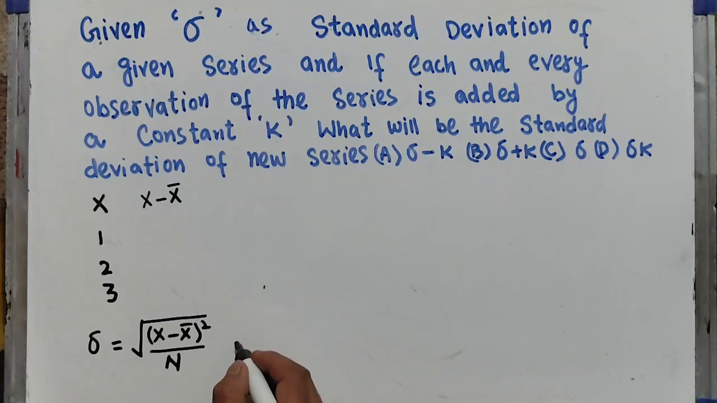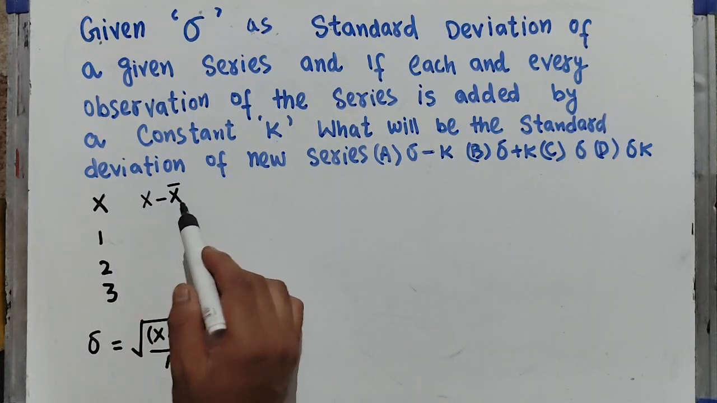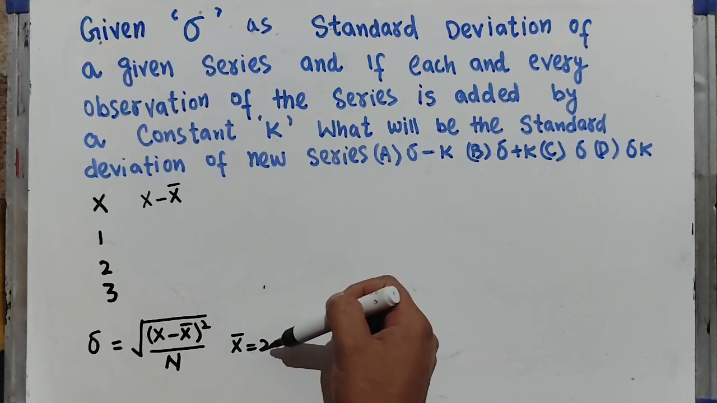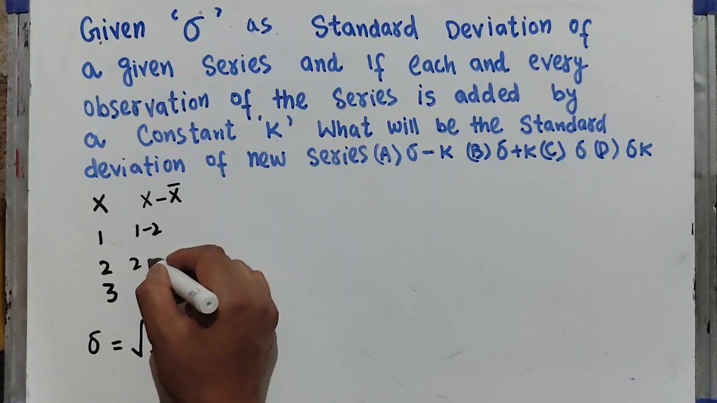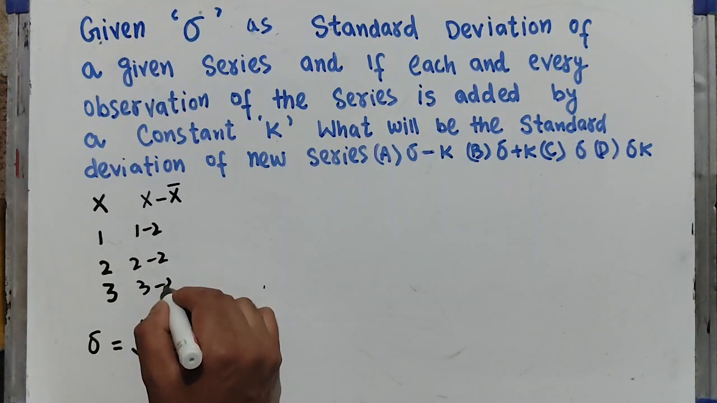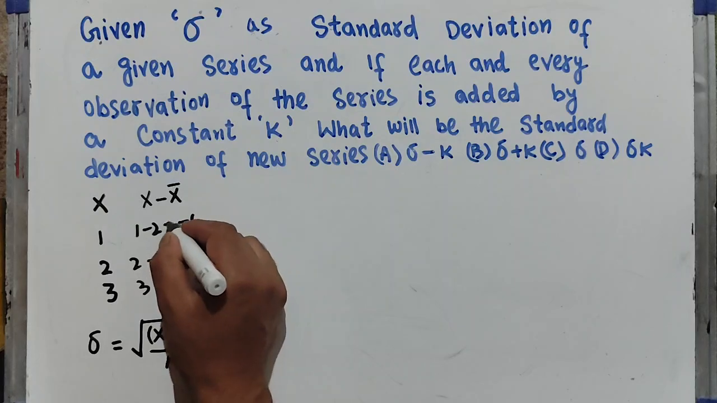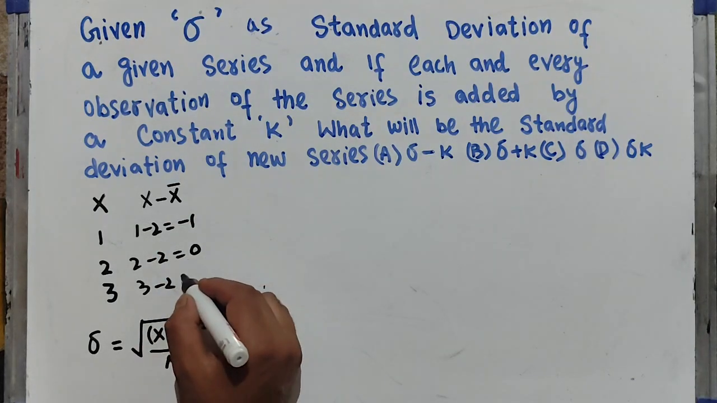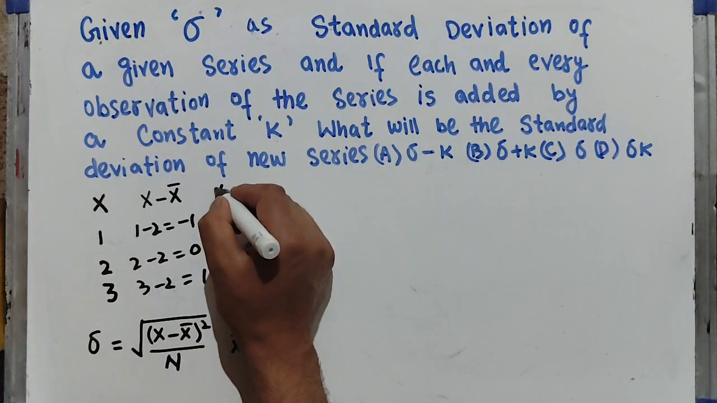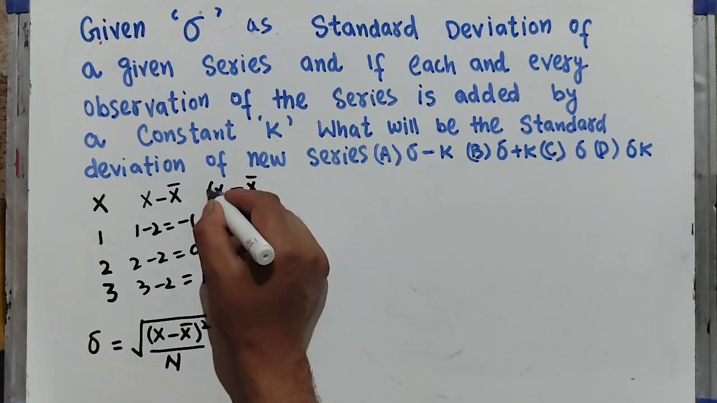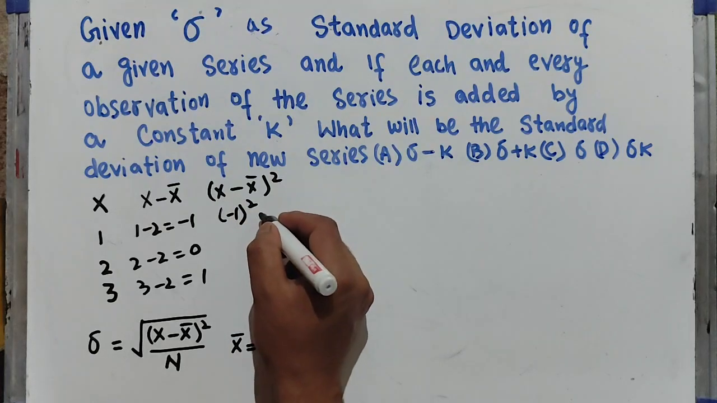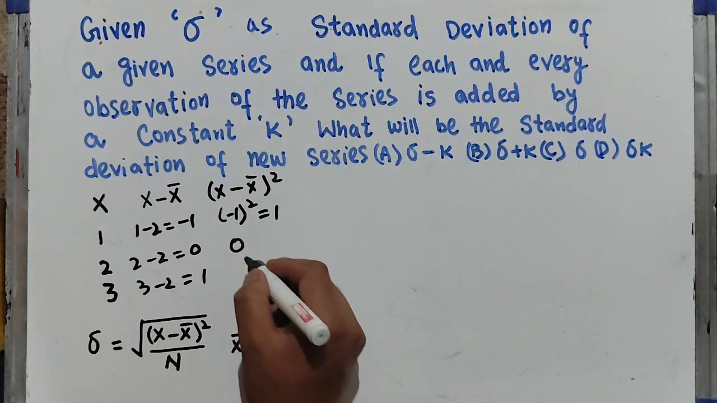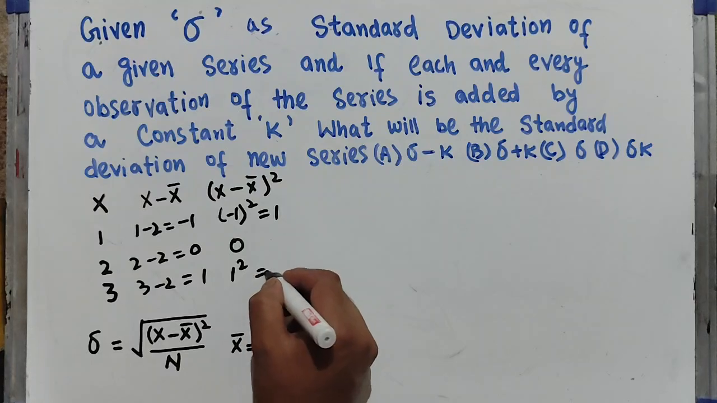Then we subtract this mean, 2, from each of the observations. So we have 1 minus 2, 2 minus 2, 3 minus 2. So 1 minus 2 is negative 1, 2 minus 2 is 0, 3 minus 2 is 1. Now we need to take the square of x minus x bar. The square of a negative number is positive, so we get 1, here 0, and 1 squared is equal to 1.